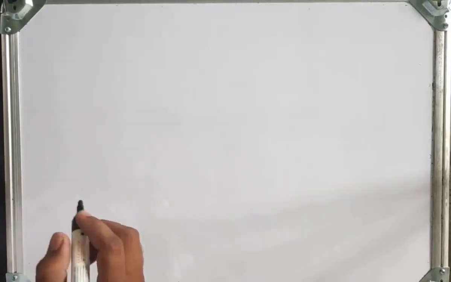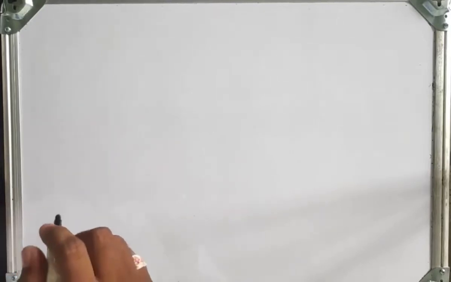Hello students, in the previous video we have seen two properties, commutativity and associativity. Now in this lecture we will see the third property, identity.